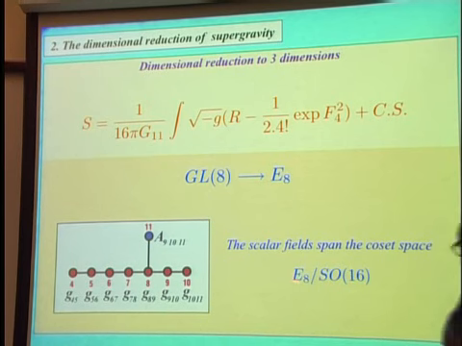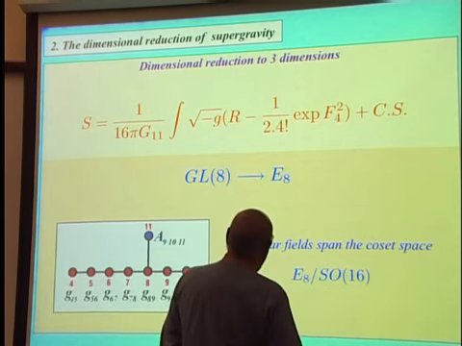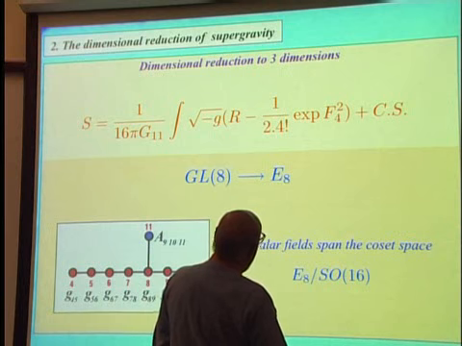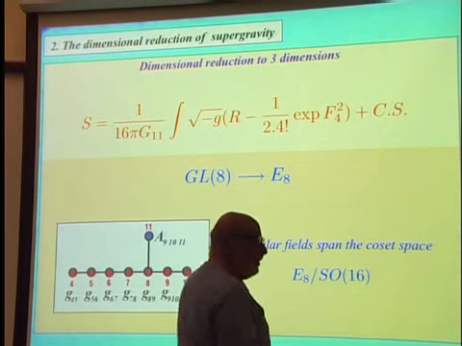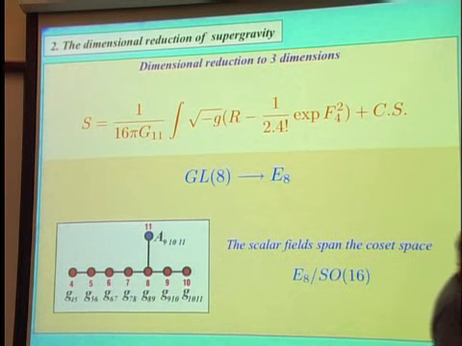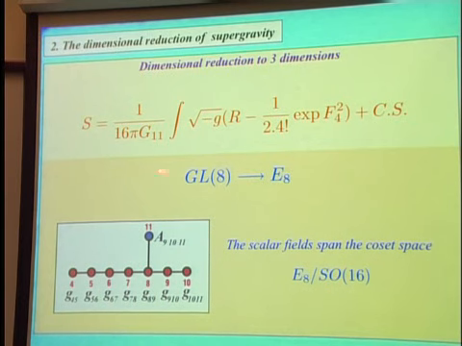And the E8, which I consider here, of course, is a non-compact form of E8, because it starts from here, but SO16 is its maximal compact subgroup.